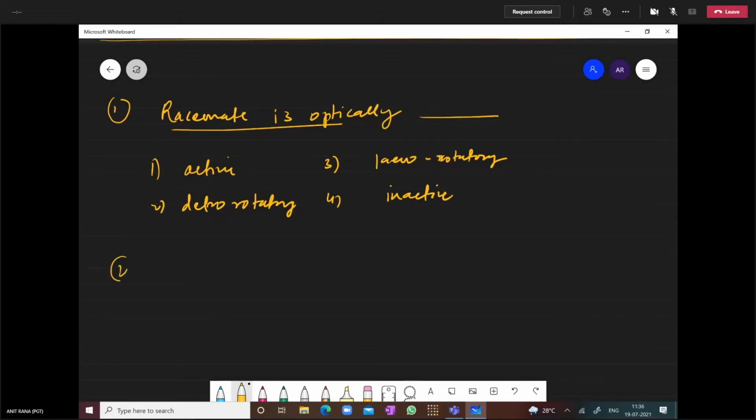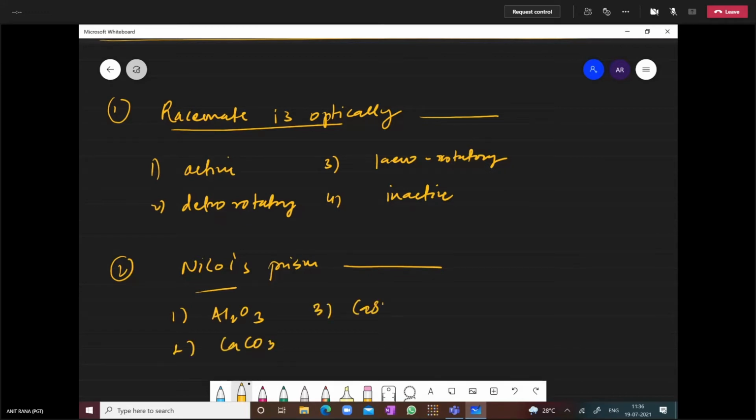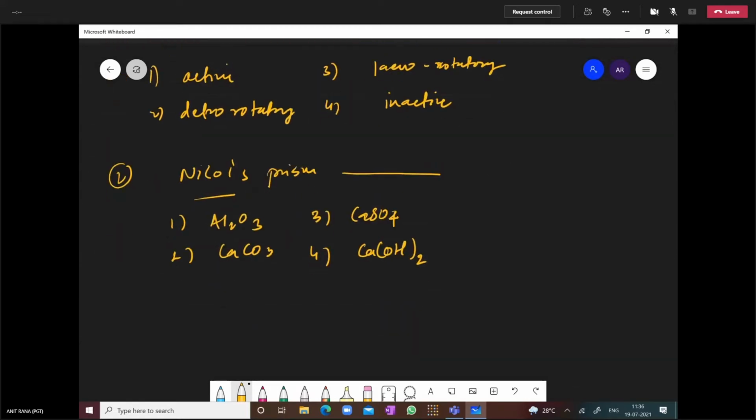What is the composition of Nicol prism? Is it aluminum oxide? Is it calcium carbonate? Is it calcium sulfate? Or is it calcium hydroxide? The calcium carbonate. Yes, that's the right option.